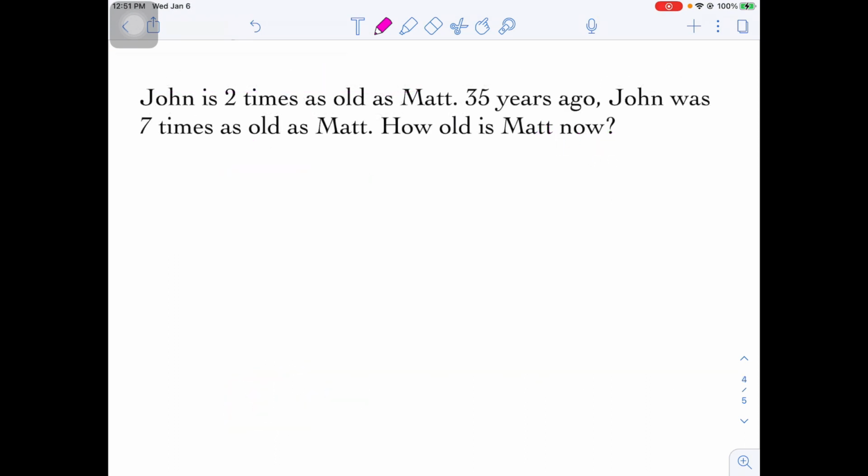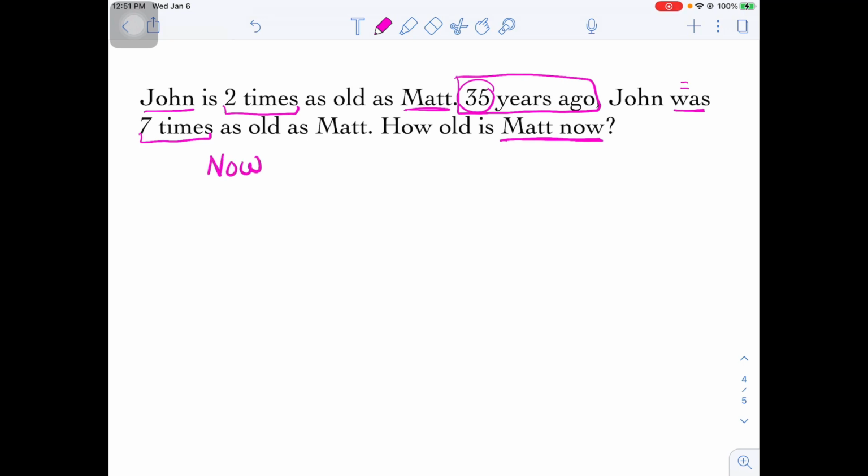John is 2 times as old as Matt. Okay, so we got John and we got Matt. And it says John is 2 times as old as Matt. 35 years ago, well, there's that long ago situation, John was, think about was, the same thing as is in the present tense, 7 times as old. Again, 7 times. We're multiplying. How old is Matt now? So what we don't know is Matt's age. That's what we're looking for. That's what the question's asking.